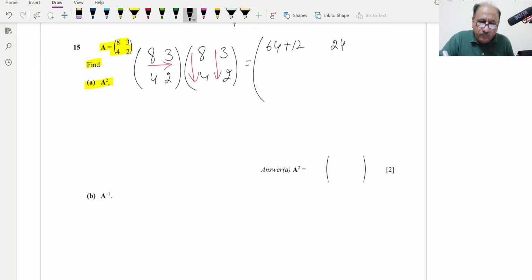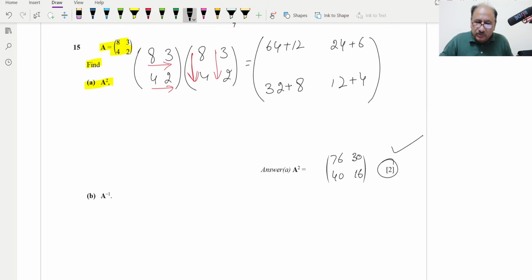8 3s are 24, plus 3 2s are 6. Next we take second row and first column: 8 4s are 32, so 32 plus 8, and last, second row second column will be 12 plus 4. We can simplify it: 64 plus 12 will be 76, 32 plus 8 will be 40, 24 plus 6 is 30, and 12 plus 4 will be 16. And this 2-mark question, we are done with.